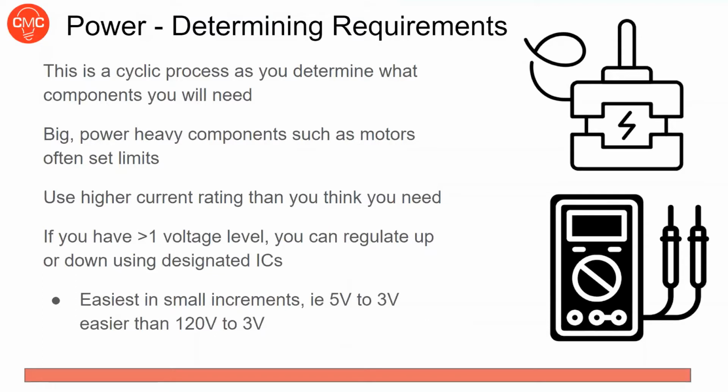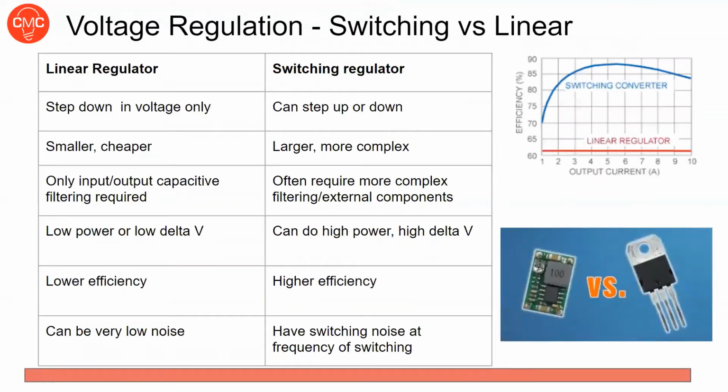The bigger, power-heavy components are usually going to set these limits, and you're always going to want to use a higher current rating than you think. So if the motor is rated to 10 amps, make sure all your components are rated to 12. You just don't want spikes ruining anything, and it's not a huge difference. If you have more than one voltage level, you can regulate up or down using designated integrated circuits, and we're going to go over that a little bit more in a later slide. So yeah, this slide actually.